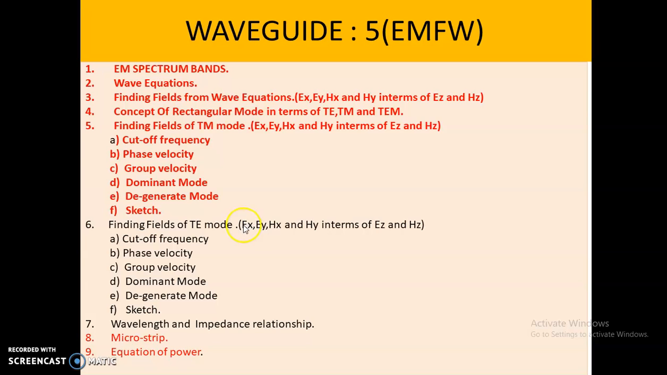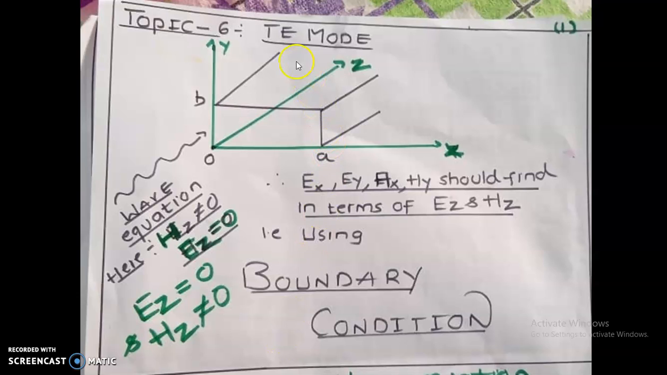In this video we're going to derive the TE mode expressions for Ex, Ey, Hx, Hy in terms of Ez and Hz. So let us begin our session as early as possible. Now, what is this? This is nothing but TE mode. In TE mode we know that it's a transverse electric field, where the electric field oscillation along the Z axis becomes 0. So now I can say that the electric field Ez becomes 0 in the Z direction, and as usual Hz should not equal 0, derived from the wave equation.